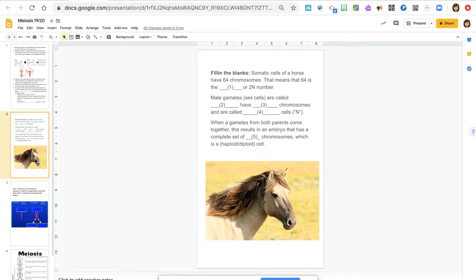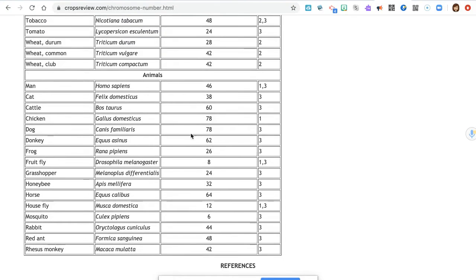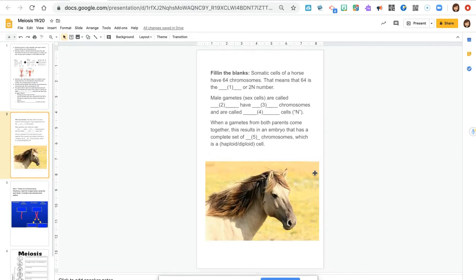So every species has a different chromosome number. Let's see if I have that on here. There we go. Look, men and women, don't worry about those numbers, those are just citing sources, have 46. That's our diploid number. So egg and sperm would have 23. 38 here. Each egg and sperm would have 19. Notice how these are all even numbers because they are double the haploid number. So a fruit fly in their body cells would have 8 chromosomes, whereas the sperm would have 4 and the egg would have 4. So go here and fill in the blank.